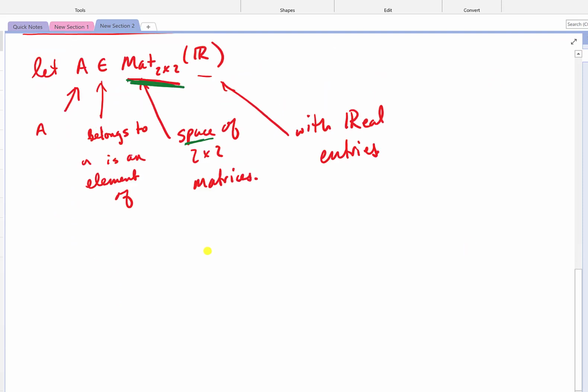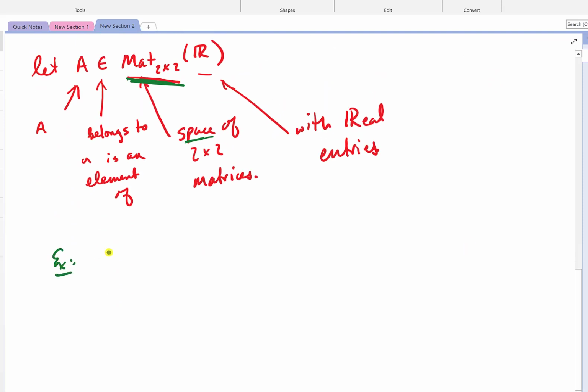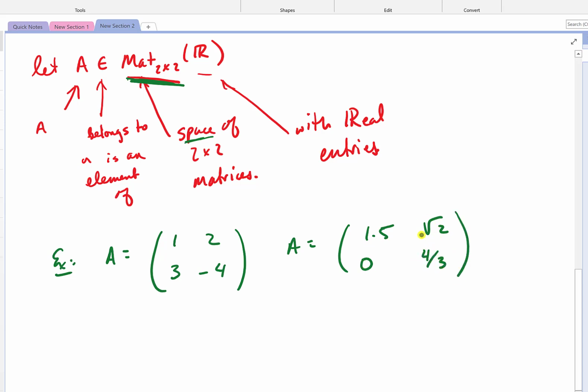Okay, so let's look at a couple of examples that might belong to this. For example, A could be the matrix that looks like this. We said it has to have 2 rows. The first index there says we're going to have 2 rows and then 2 columns. So let's see, maybe matrix A looks like 1, 2, 3, -4, or something like that. Notice that all my entries here are real valued. Or maybe A looks something like 1.5, square root of 2, 0, and 4/3. Notice here again, all the entries in the matrix are real valued.